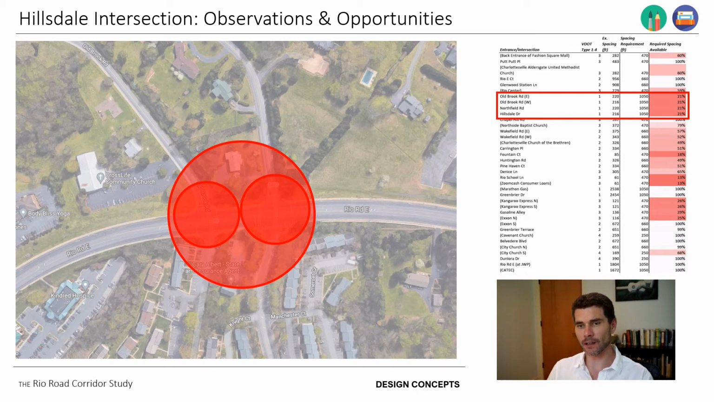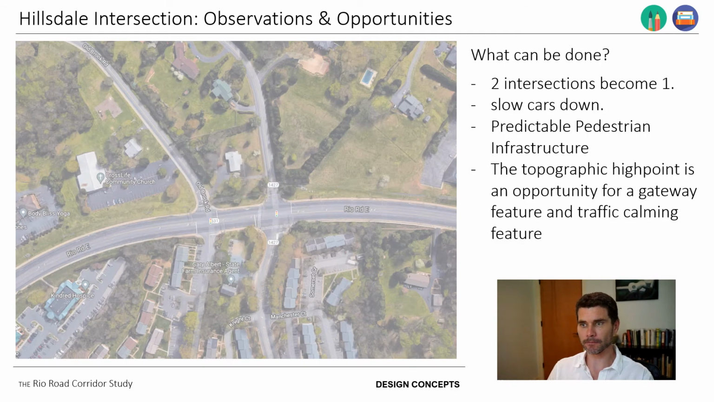So we're seeing about 80% of the spacing criteria that should be separating these intersections is not there. And that results in all of the experiences that we know about: delays, crashes, confusion, and poor operational capacity. So what can we do about this?